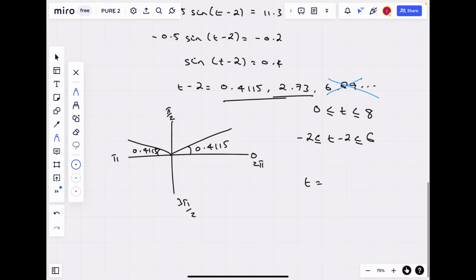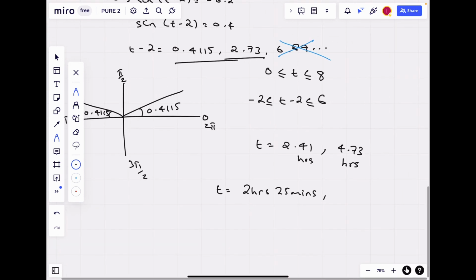So t is now going to be 2 plus that. 2.41 and 4.73. These are both in hours. So that's the same as 2 hours, 25 minutes and 4 hours, 44 minutes. There you go. Modeling.